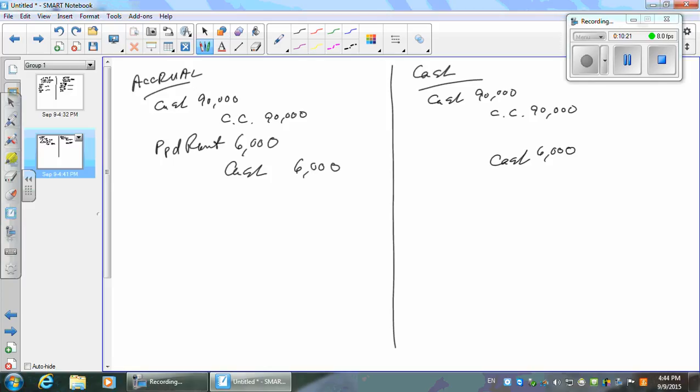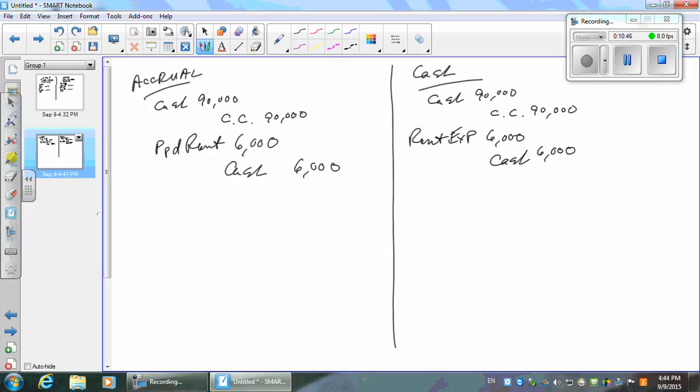Unless it's contributed capital, or we're talking about equipment or something, maybe borrowing money. Okay, debit what? Doesn't matter when I'm using it. So when I paid for it, what's it going to be, everybody? Rent expense. So you can see that right now we have 6,000 more rent expense under cash when we do accrual.